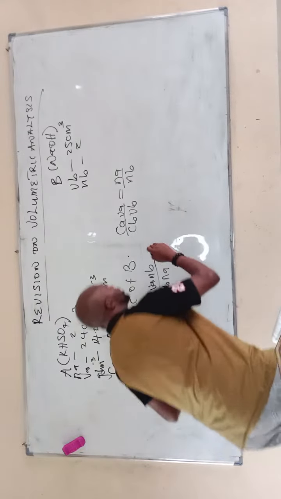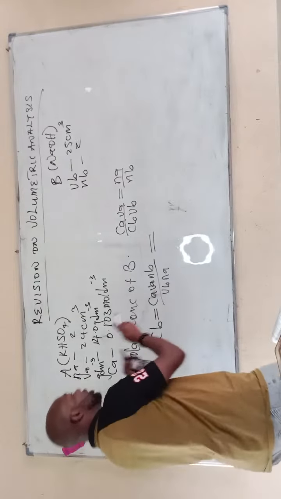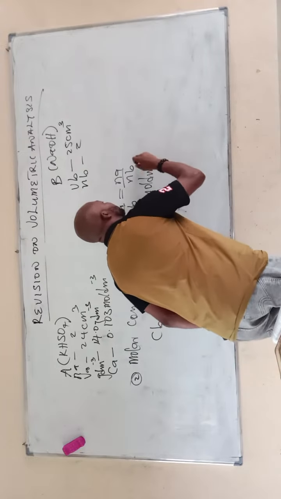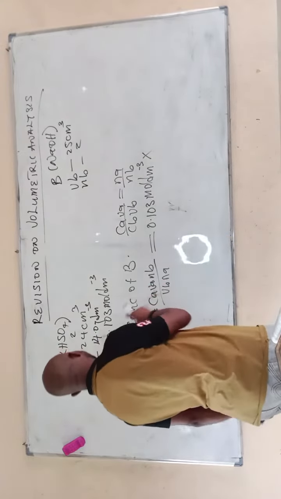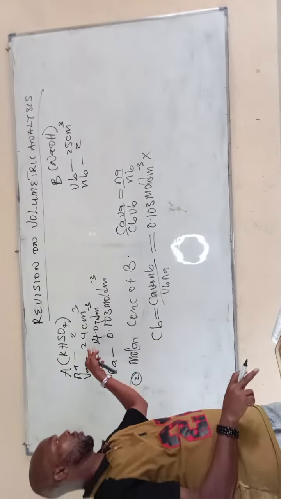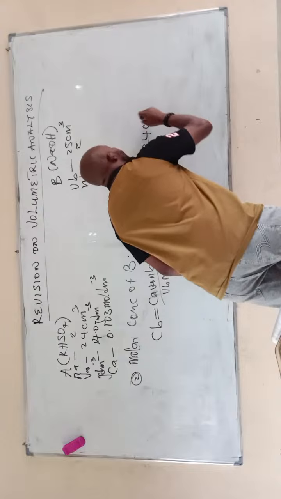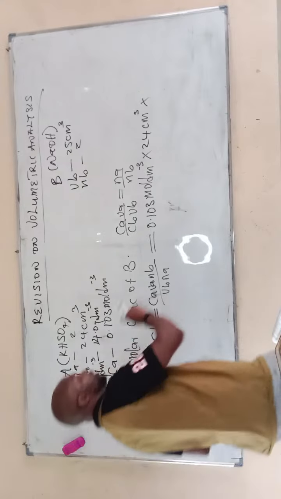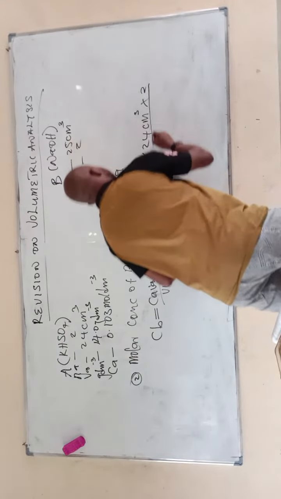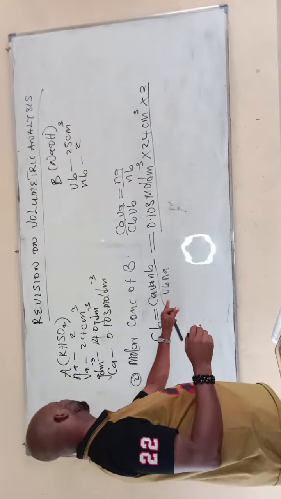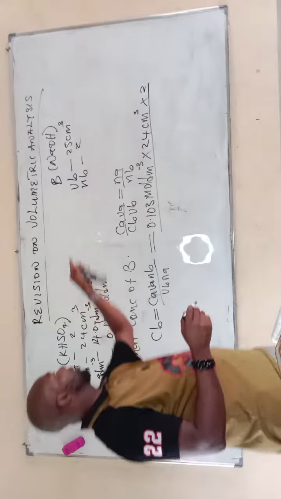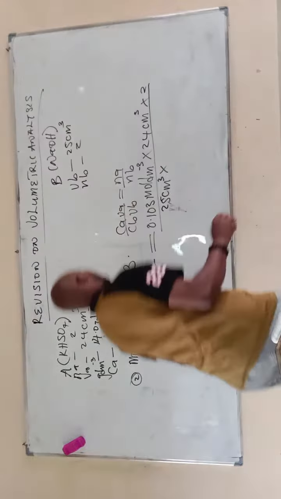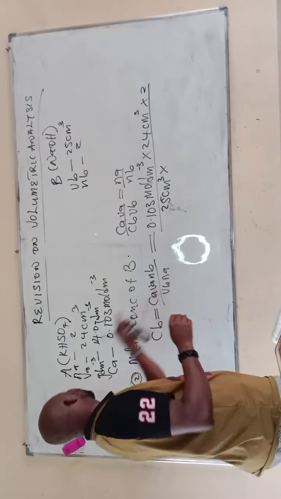And this is equal to the concentration of the acid just gotten, which is 0.103 mole per dm³, times the volume of the acid, which is given to be 24 cm³, times the number of moles of the base, NB, which is 2. And this is all over the volume of the base, which is 25 cm³, times the number of moles of the acid, NA, which is 2.